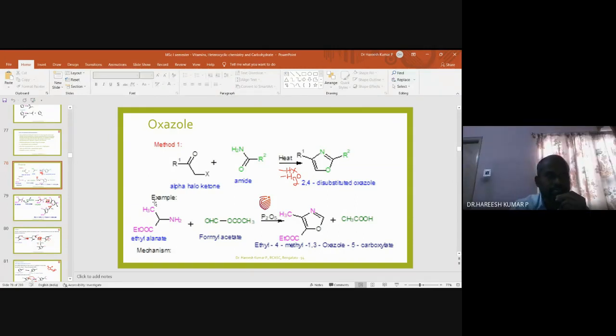So I think up to this we discussed the nomenclature of heterocycles, and also we discussed the synthesis and reactions of pyrazole and imidazole. From today we will discuss the synthesis and reactions of oxazole. Oxazole means in a five-membered ring, if the oxygen and nitrogen are at 1 and 3 positions, then it is said to be oxazole.